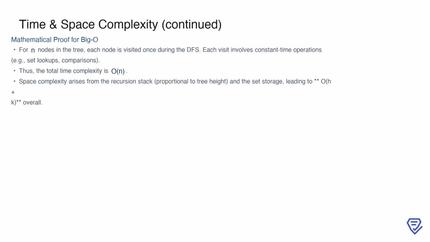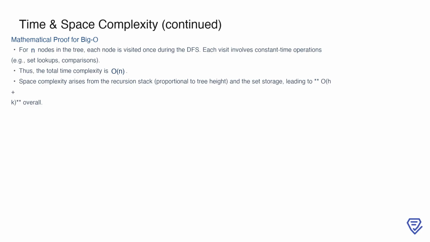Finally, let's solidify the understanding of the provided solution's efficiency with a mathematical proof for its big O complexity. For a tree with n nodes, the algorithm visits each node exactly once during the depth-first search traversal. At each visit, it performs constant time operations, such as set lookups and comparisons. This makes the total time complexity O(n).